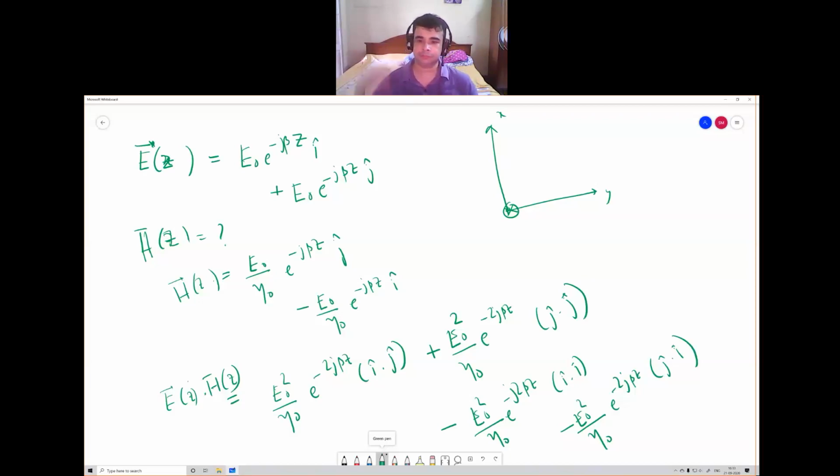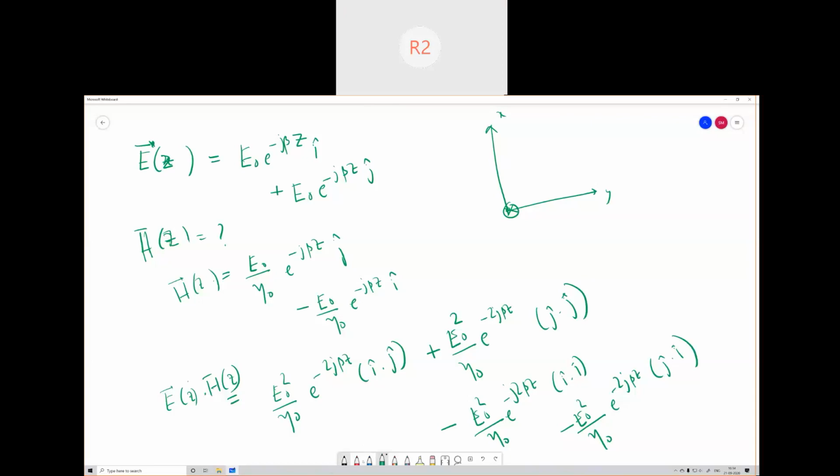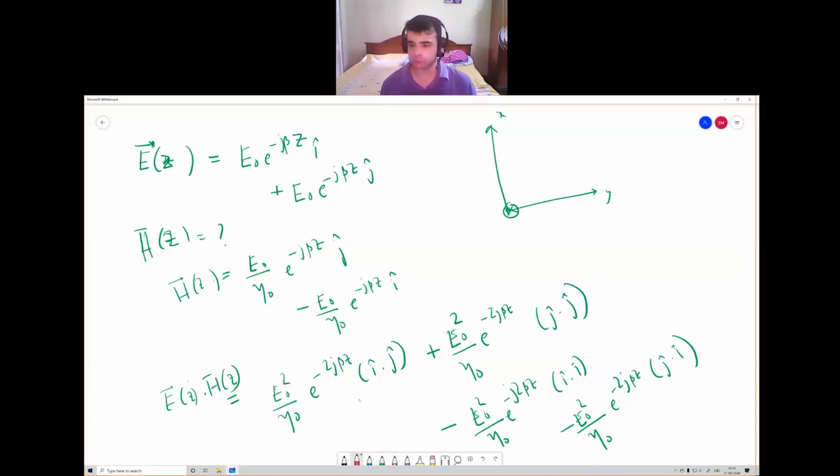Just check. Did I make a mistake somewhere, or is it correct? Now see carefully that i dot j is 0 and j dot i is also 0. So these terms cancel. They are 0.